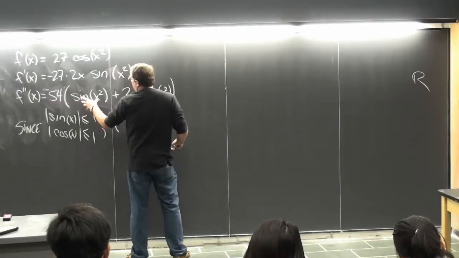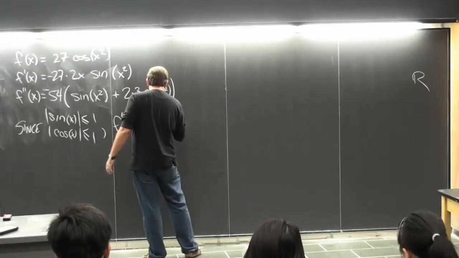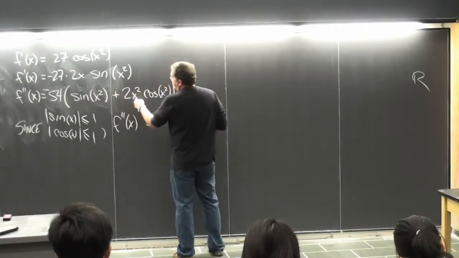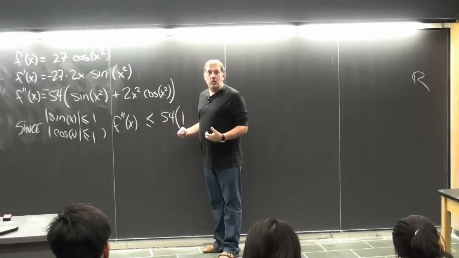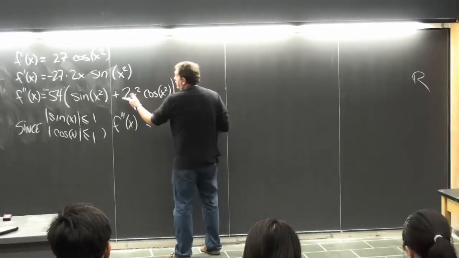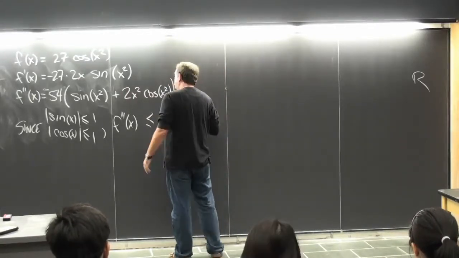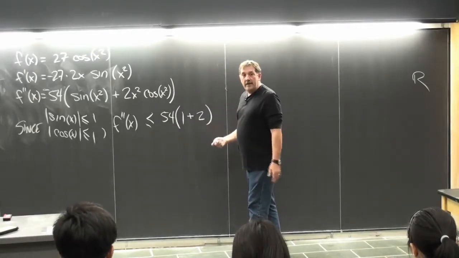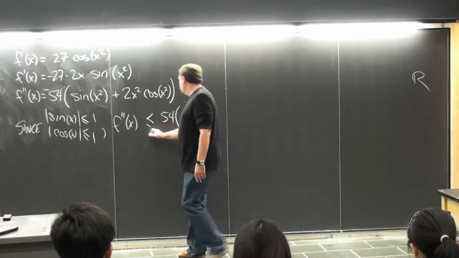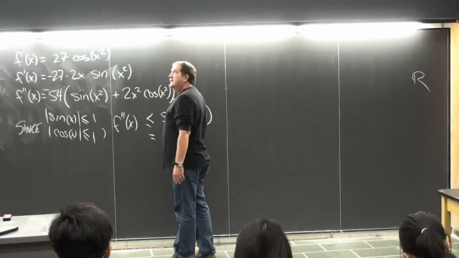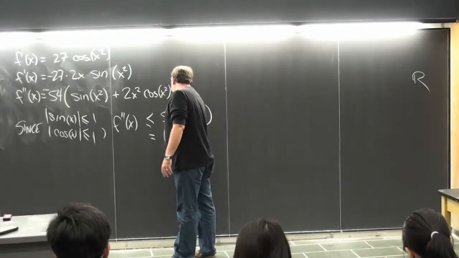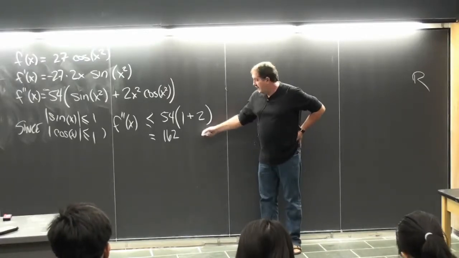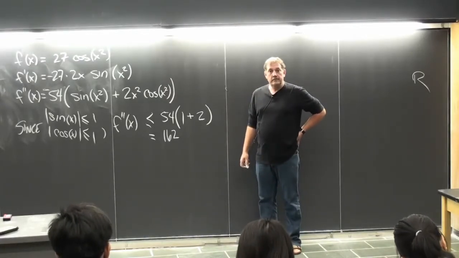Well, we have a 54. I'm going to replace that by 1 plus 2. Now, x squared is biggest when x is 1, not when x is 0, so I can replace that by 1. And I replace the cosine by 1. So the k that I want is 3 times 54, which is 162. So assuming I didn't make any arithmetic errors, I want k to be 162.